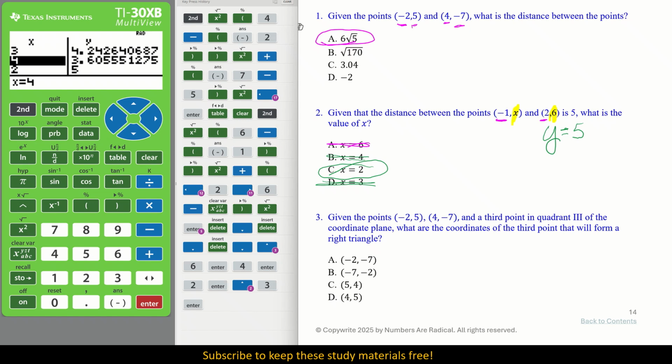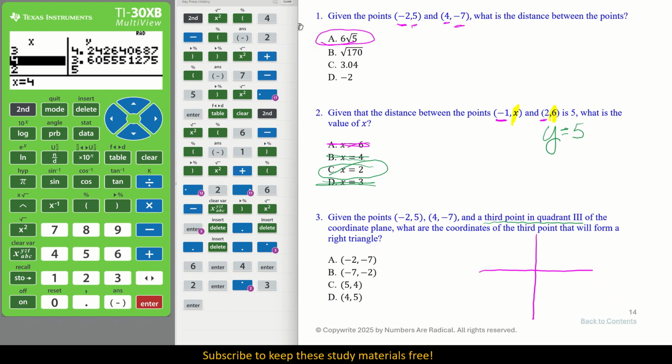Given the points -2, 5 and 4, -7. That looks familiar. Okay. But they're asking something different here. And a third point in quadrant 3 of the coordinate plane. What are the coordinates of the third point that will form a right triangle? Ooh, that's a good one. I like this question.